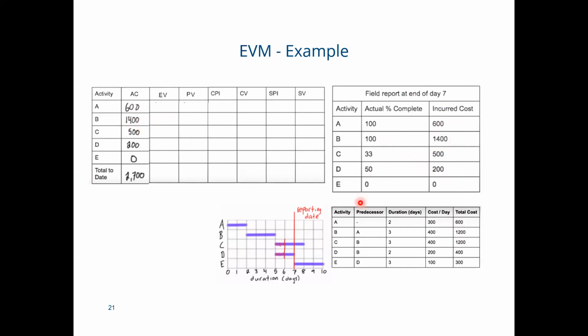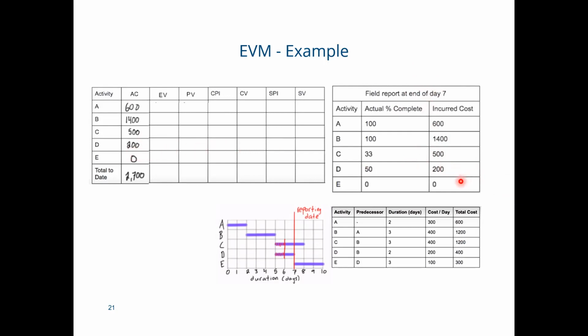Activity C incurred $500 by the end of day 7, for the work done so far, right? So we write 500 in front of activity C. Then we have activity D, incurred cost is 200, right? For the work done by the end of day 7. So we write it here, 200.